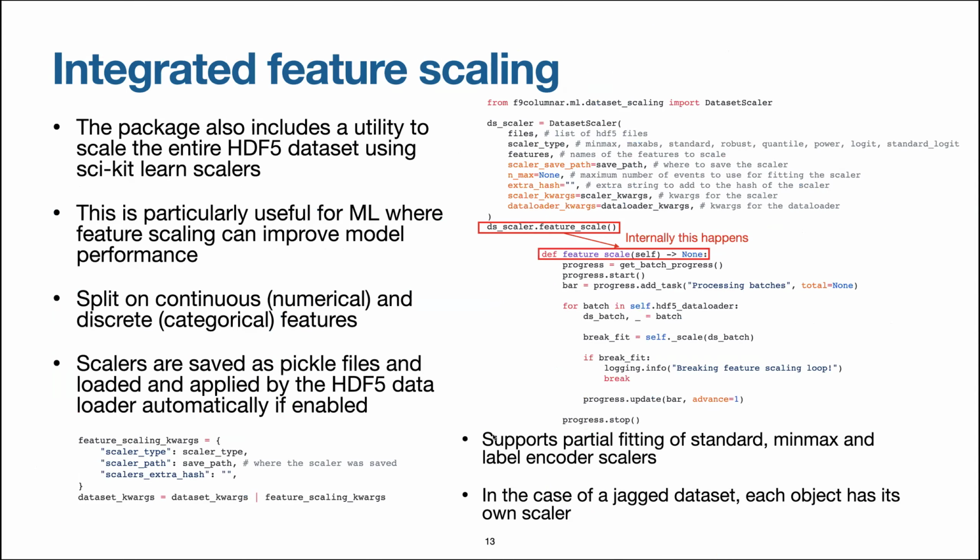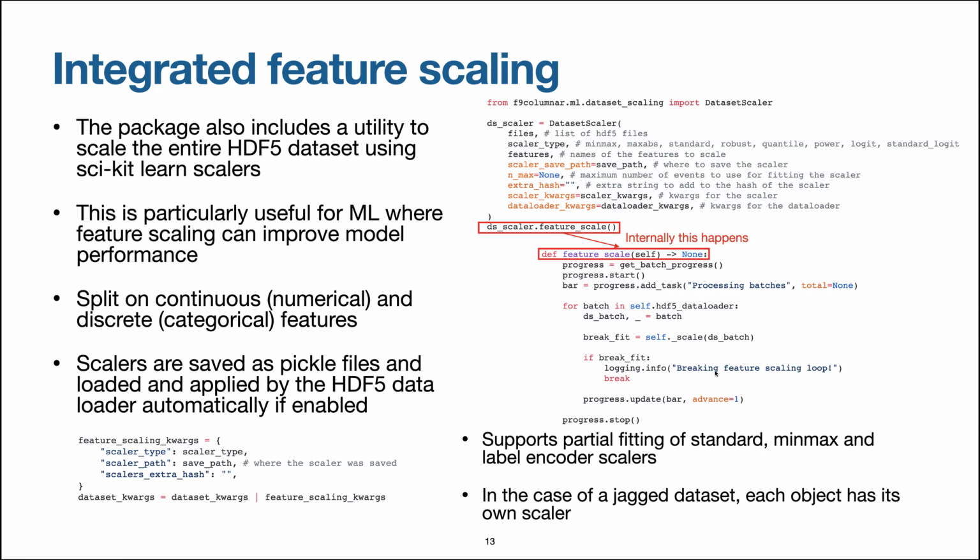Before I finish, I also want to say that the library supports feature scaling. It's integrated. This is usually useful for ML tasks where feature scaling can improve model performance. And everything is split into continuous and discrete features. And then once this scaling is performed, it integrates directly into the training loop, and it's done automatically. And here is an example of how it can be done and what happens internally. So basically just a loop over the whole data set.